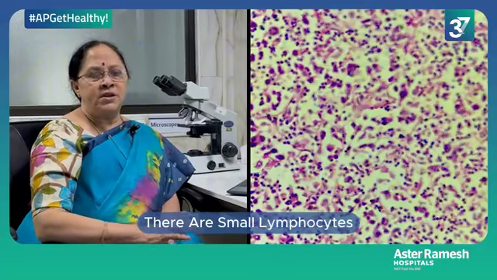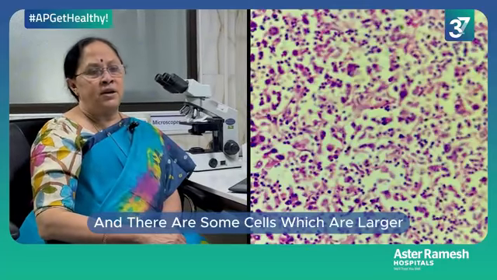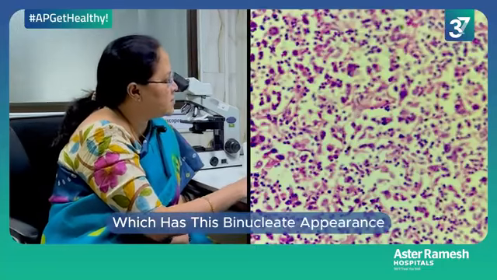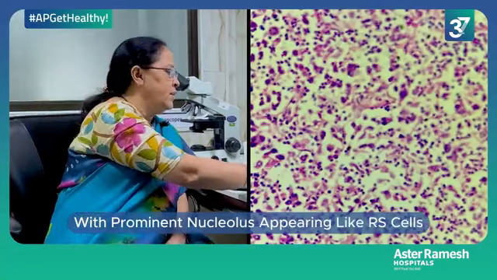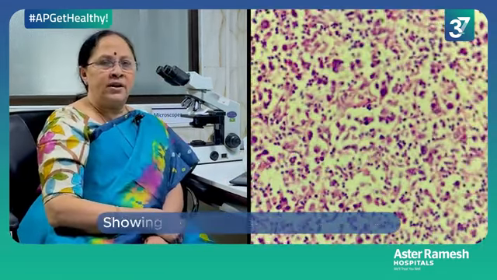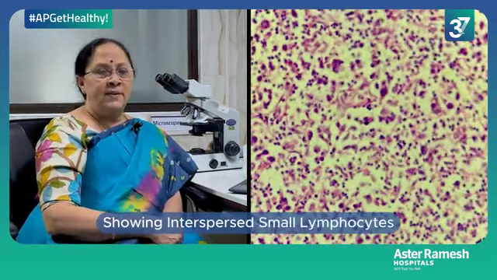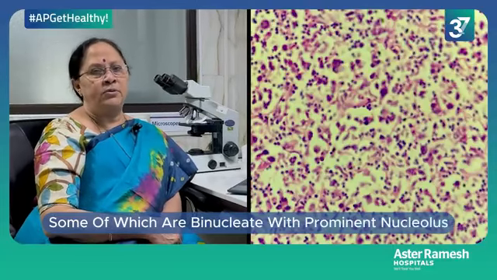There are small lymphocytes which are uniformly distributed, and there are some cells which are larger, which have this binucleate appearance with prominent nucleolus appearing like RS cells. This is one more view of the same case showing interspersed small lymphocytes and larger neoplastic cells, some of which are binucleate with prominent nucleolus.